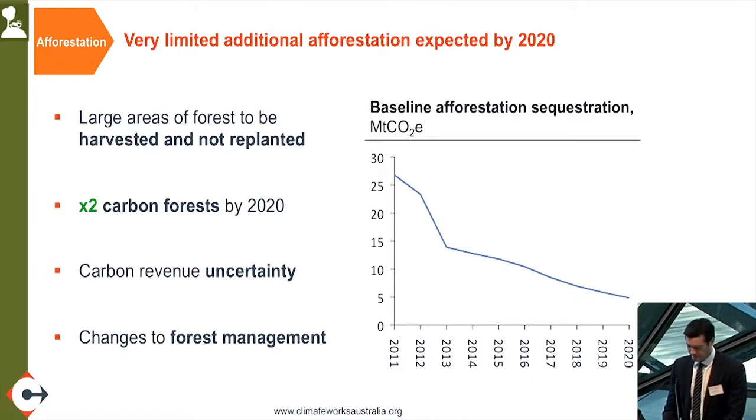The rate of conversion from forest to other land uses is expected to increase over the next 5 to 10 years. Plantation re-establishment remains unviable. And this is illustrated by the reduction in the baseline sequestration of forests used by the government in this chart here, which shows a reduction from over 25 to around the order of 5 megatonnes of abatement per year.